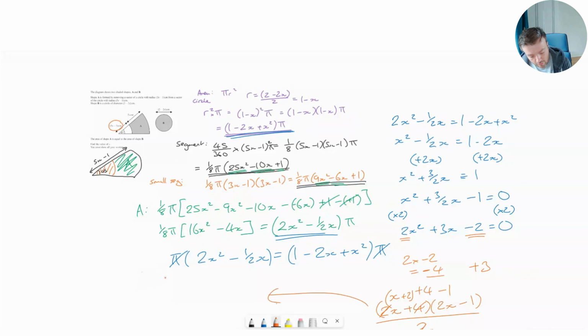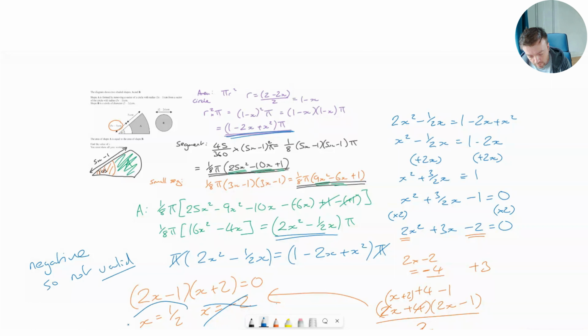Right, because I've got so little room, we're going to move this over here. So it's going to be 2x minus 1 and x plus 2 equals 0. So this first value is going to be x equals a half. And the second value is going to be equal to minus 2. What we have to say is that this one doesn't technically exist because it's a negative value, so it's not valid. And this is our answer.